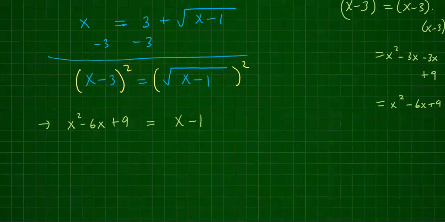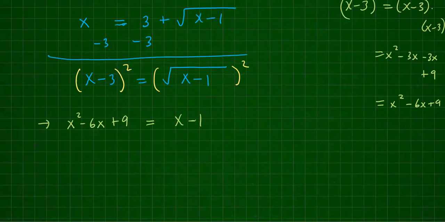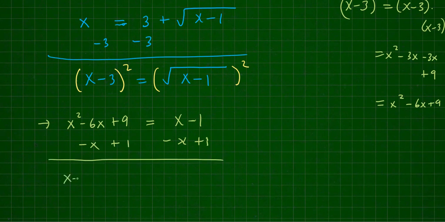So it looks like it's going to reduce to a quadratic equation. So let's go ahead and minus x on both sides and plus 1, so that way we can have it equal to 0. And it will be a quadratic now. So we get x squared minus 7x plus 10 is equal to 0.